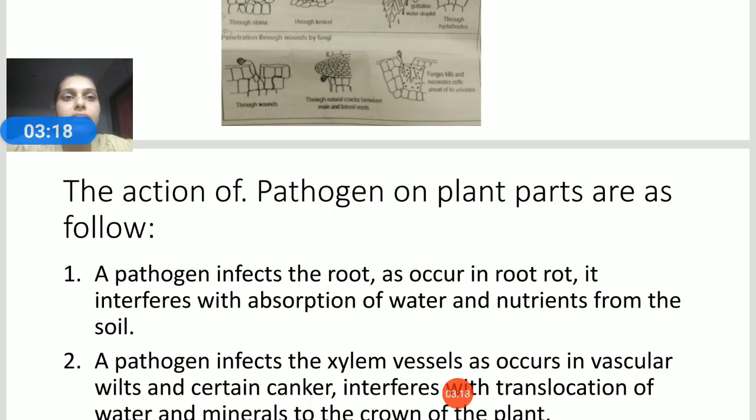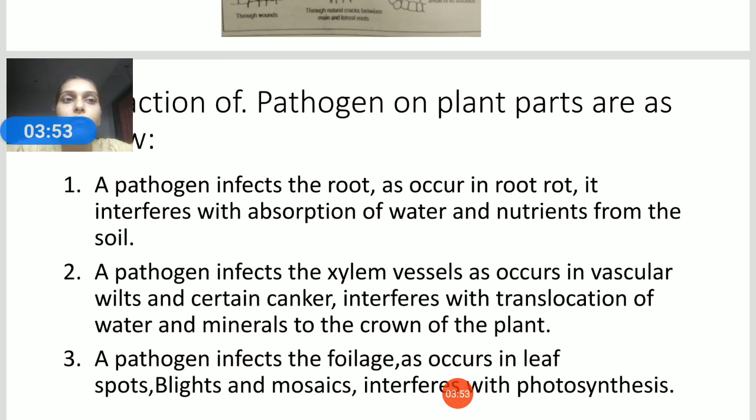A pathogen infects the root, as occurs in root rot. It interferes with absorption of water and nutrients from the soil. We all know the function of the root, which is to absorb water and nutrients from the soil for the growth of the plant. When the pathogen infects the root, it cannot perform its physiological functions, and it causes root rots because it interferes with the absorption of water and nutrients from the soil, right?